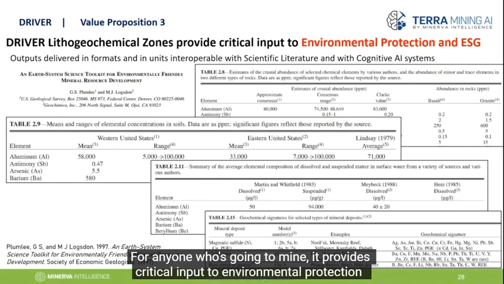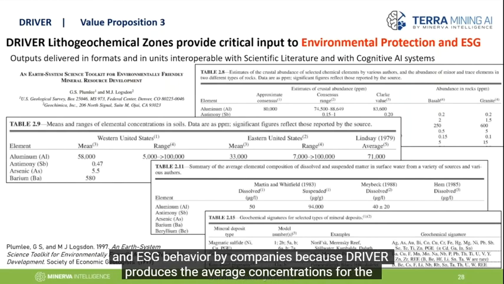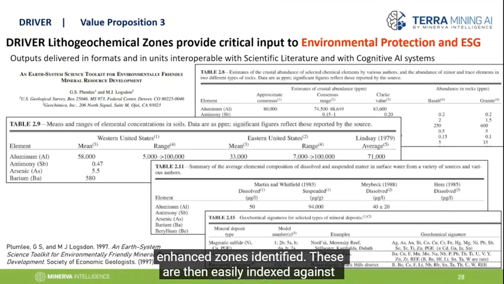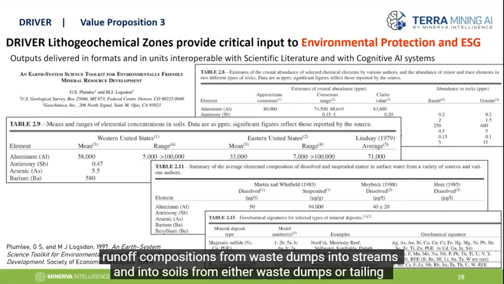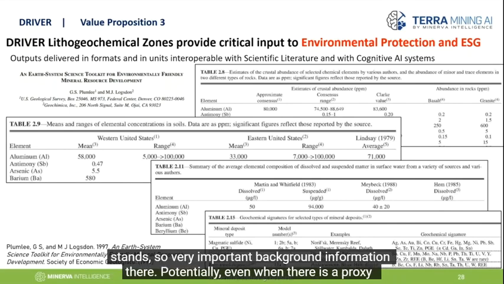For anyone who's going to mine, it provides critical input to environmental protection and ESG behavior by companies, because Driver produces the average concentrations for the enhanced zones identified, and these are then easily indexed against the rich environmental geochemical models that have been published by the USGS, the tolerated runoff compositions from waste dumps into streams and into soils from either waste dumps or tailings dams. So very important background information there.